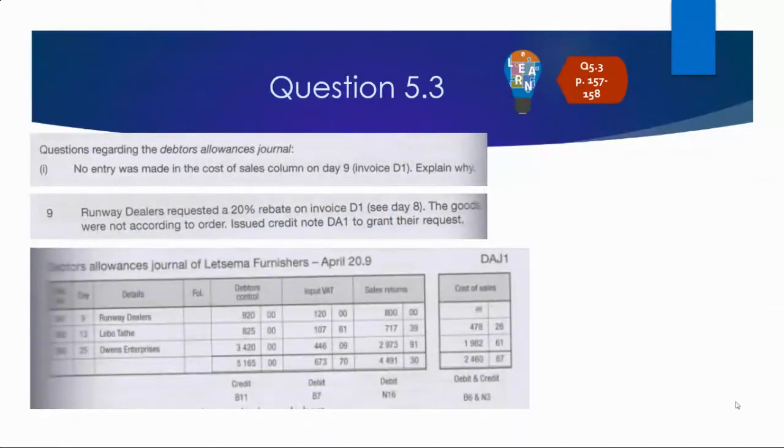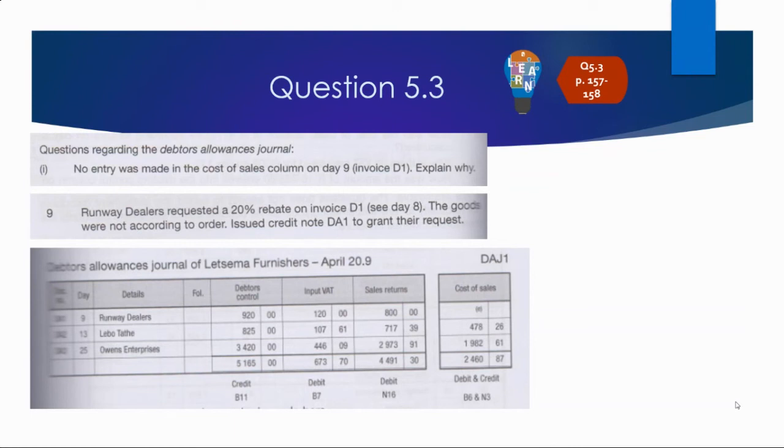Okay, now let's look at the Debtors Allowance Journal. Debtors Allowance Journal, like we said, those are the transactions where we return goods to our suppliers or we ask for a discount, or our customers return the goods to us and they ask for a discount.